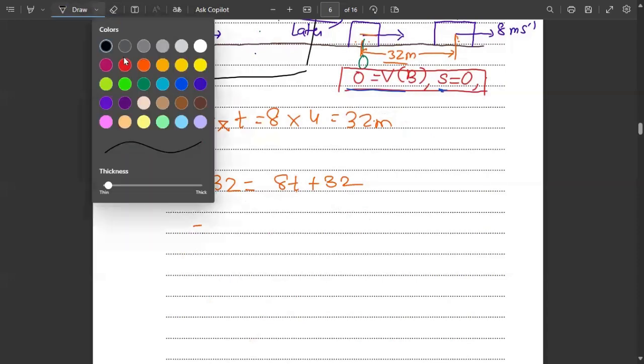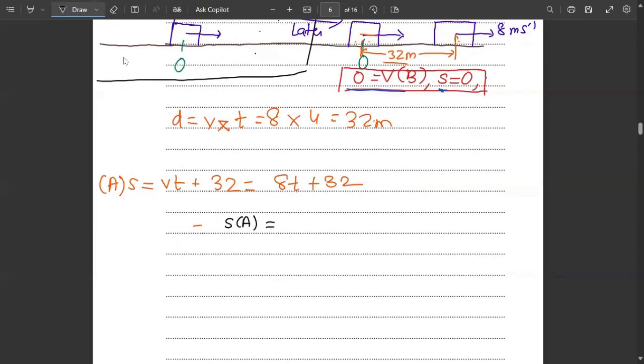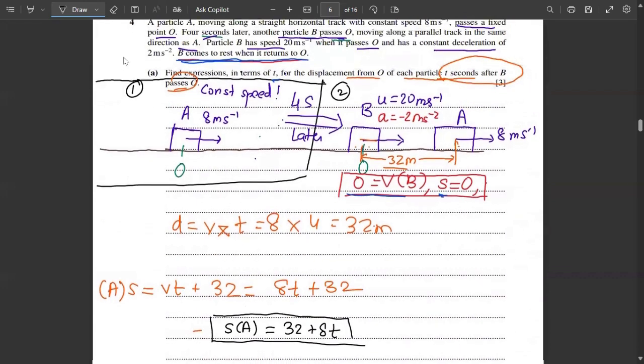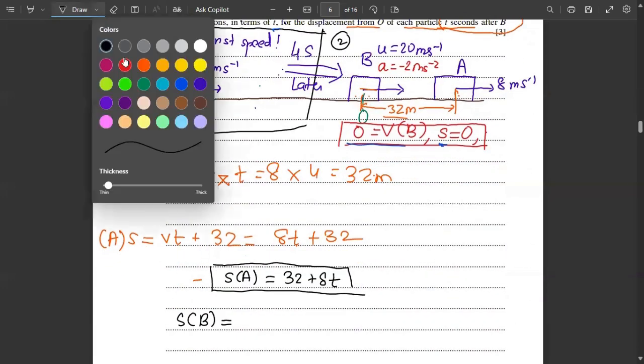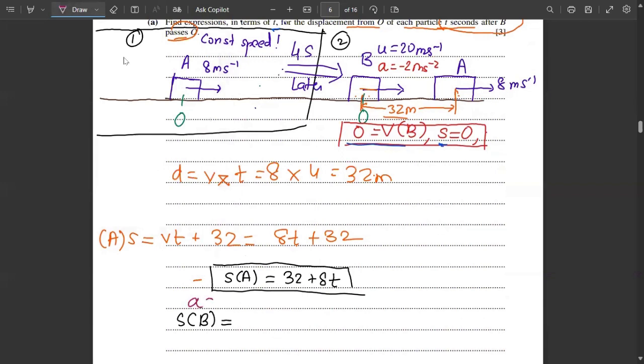The distance traveled by A will be 32 plus 8t. Now let's talk about distance traveled by B. First of all, we have to realize that for B, there is a deceleration of minus 2 meter per second square. The initial velocity is 20 meter per second.